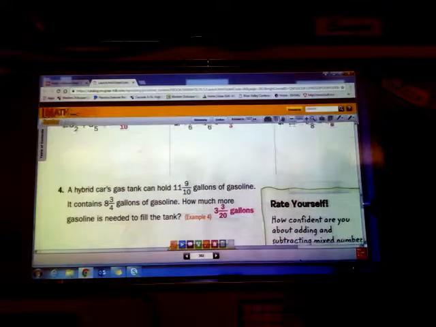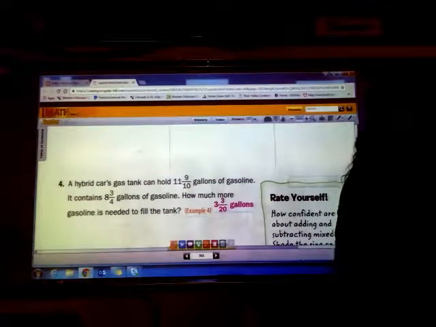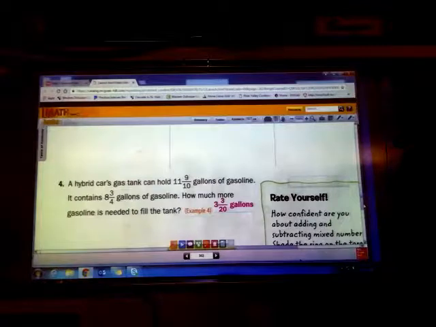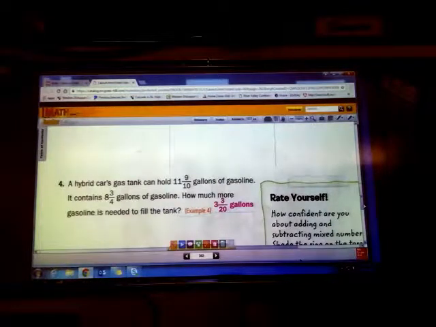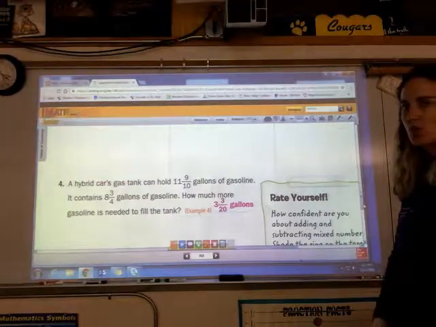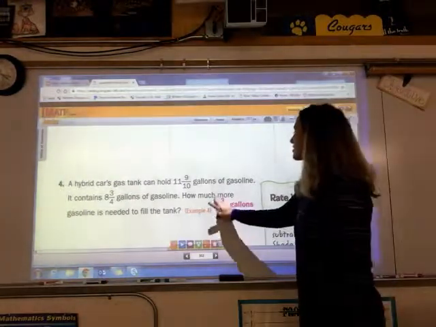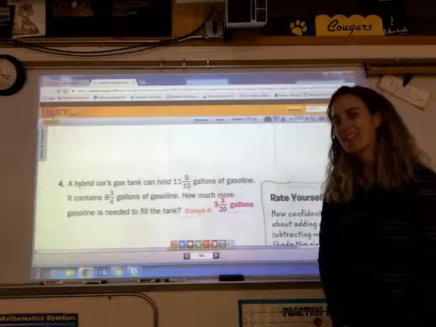And then taking a look at number 4, how much more gasoline is needed to fill the tank. We're looking at 11 and 9/10, and then it's containing 8 and 3/4. So we're subtracting those to find the difference. How much more gas do we need? We need 3 and 3/20 gallons.